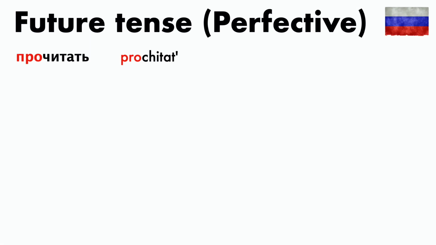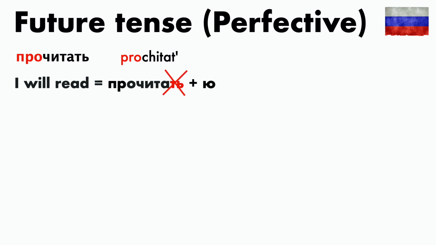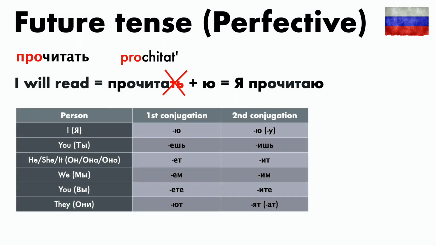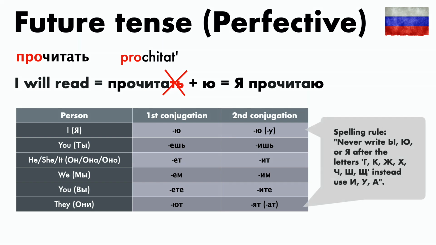We will start with the perfective aspect, which is прочитать. To say I will read, in the sense I will have completed reading, you will have to cross out the ending and substitute it with you, and you will be left with я прочитаю. For the two classes of verbs, here is the complete conjugation table of the future tense with the perfective aspect. This table might seem already familiar to you, and yes, you are right. These are the exact same endings you have already learned for the present tense conjugation.